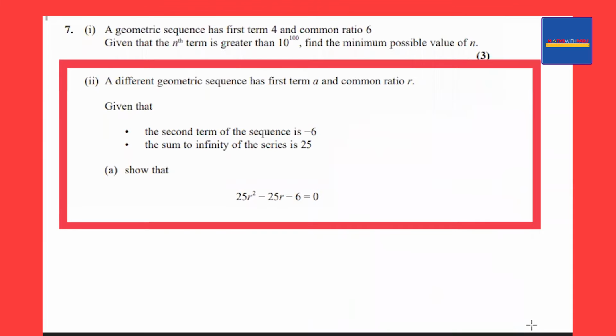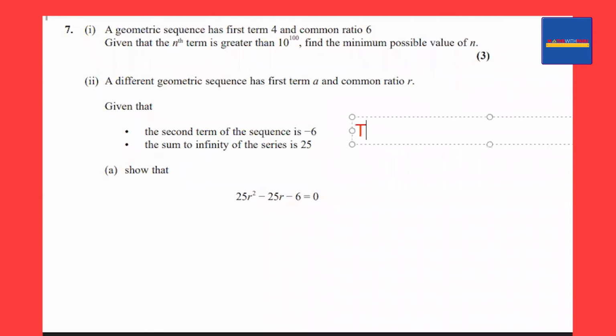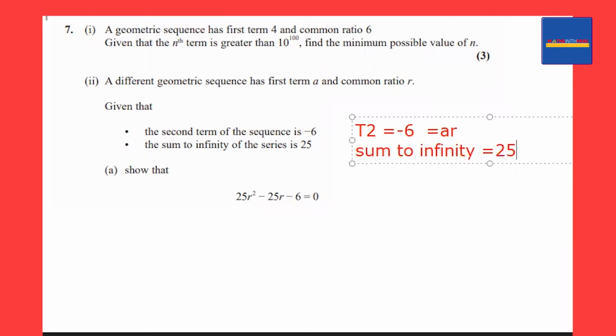In part 2, they say that there's a different geometric sequence. And in that geometric sequence, they have said that the second term, T2, is equal to minus 6. And we know that the second term for any geometric sequence is simply ar. And we've also been told that the sum to infinity is equal to 25. Now the formula for sum to infinity is just a over 1 minus r.